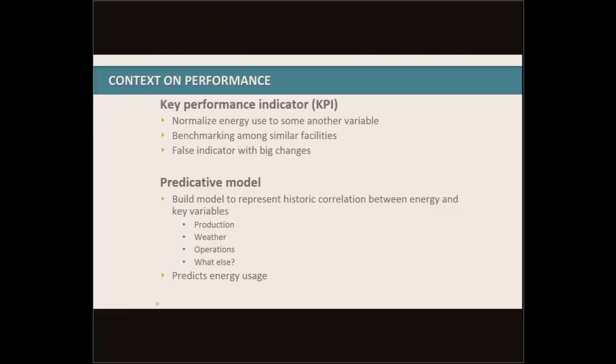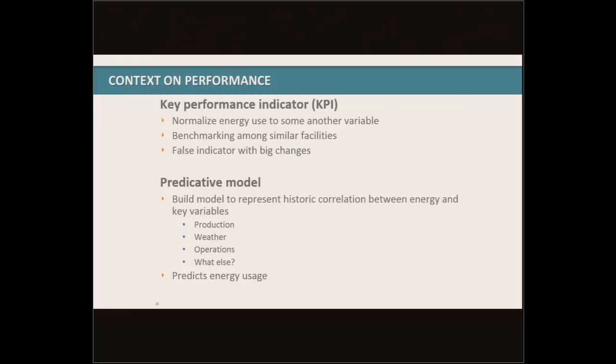The second part here is building a predictive energy model. This, in most cases, is going to be a lot more accurate way to predict your energy savings and then be able to track your energy savings after that. So in order to do a predictive energy model, it requires a couple different things. Number one, we want to be able to build the model to represent the historical correlation between energy and key variables. So the first thing you want to do is be able to identify the key variables that drive the energy use at your facility.